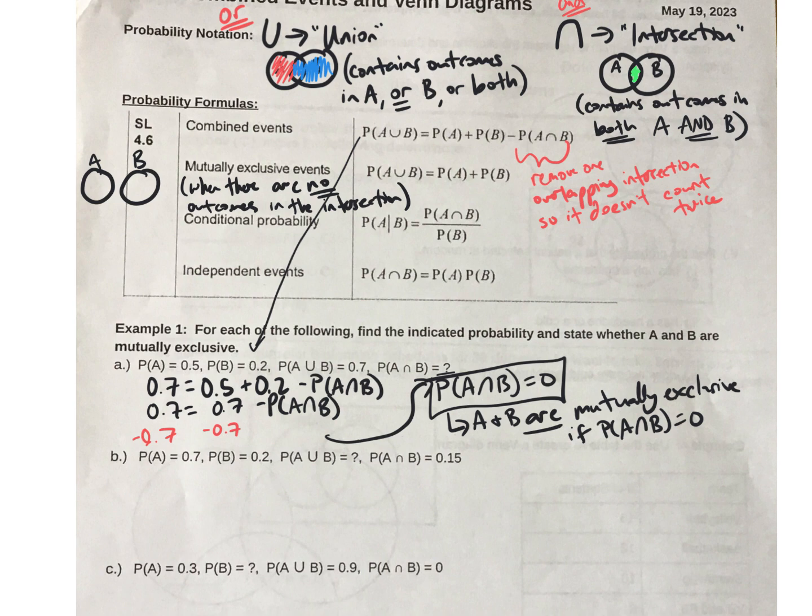All right, taking a look at part B, we've got the probability of A is 0.7, B is 0.2. We're trying to find the probability of A or B, and we know the probability of A and B is 0.15. So we're going to use the same formula just to plug those values in. And you should get, if you simplify that, 0.75.